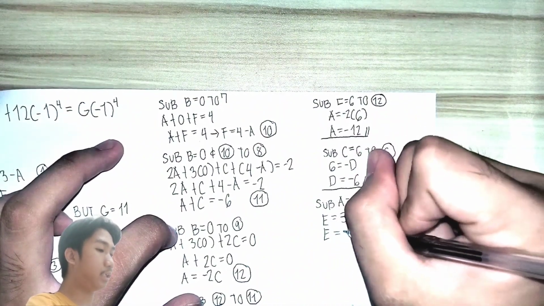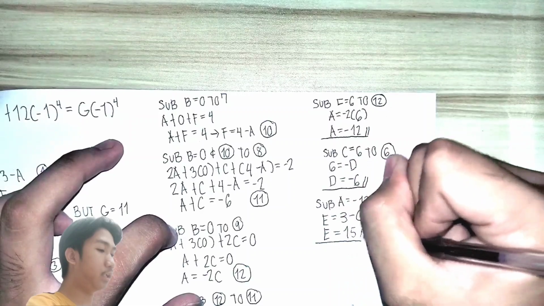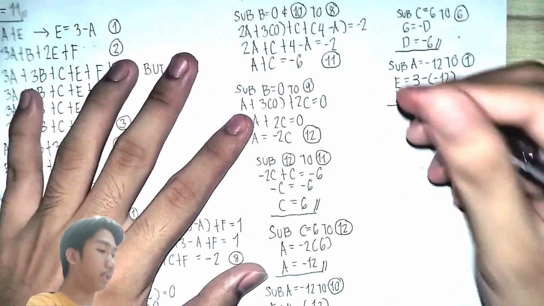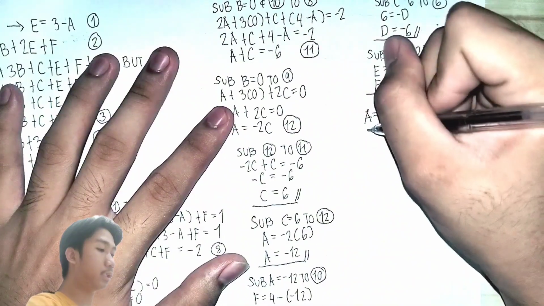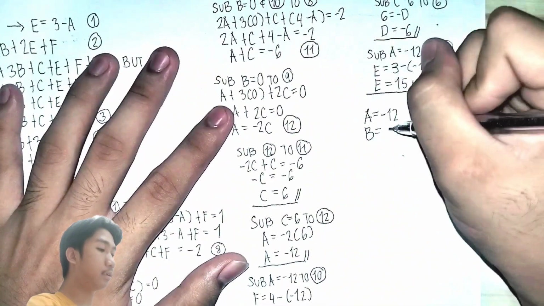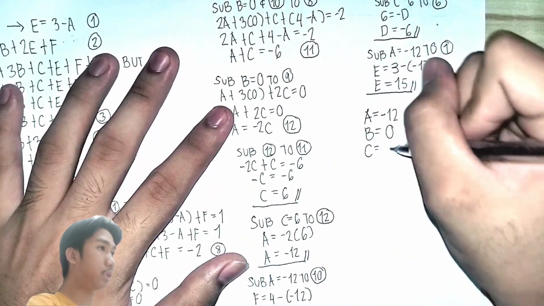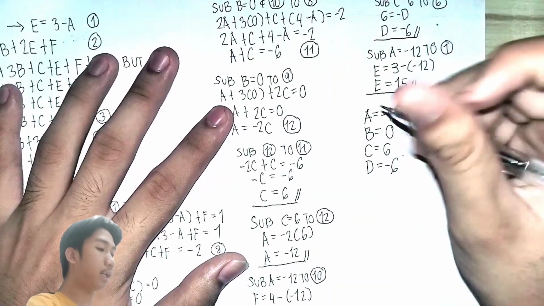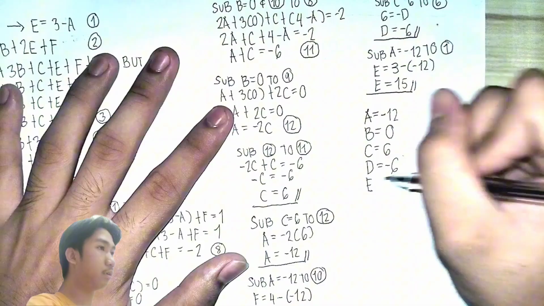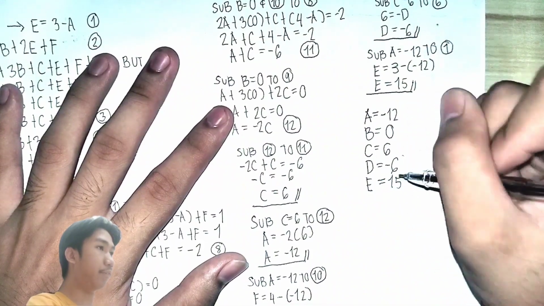To summarize the value of A to G, A is equal to negative 12. B is equal to 0, C is equal to 6, D is equal to negative 6, E is equal to 15, F is equal to 16, and G is equal to 11.